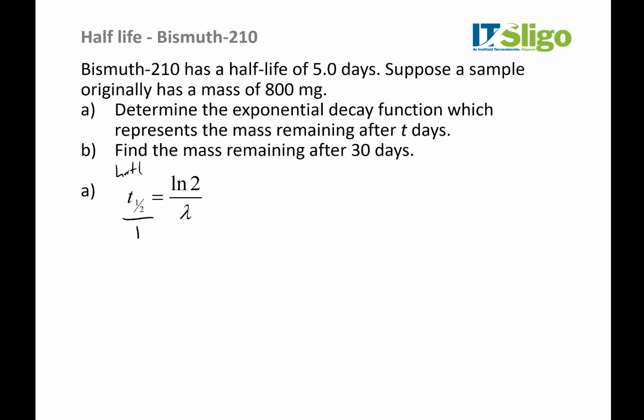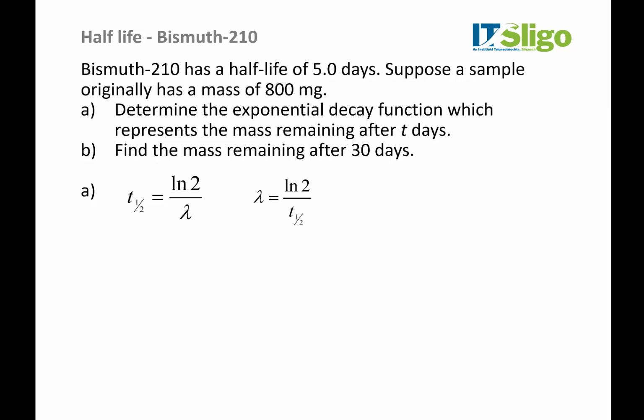The editor I have doesn't make it look as pretty as I'd like it to, but unfortunately that's the best I can do. So I'm going to swap t a half and lambda, and then we get lambda over 1 is equal to the natural log of 2 over t a half. It should really be a tiny little half like that. So that's what I'm doing here.